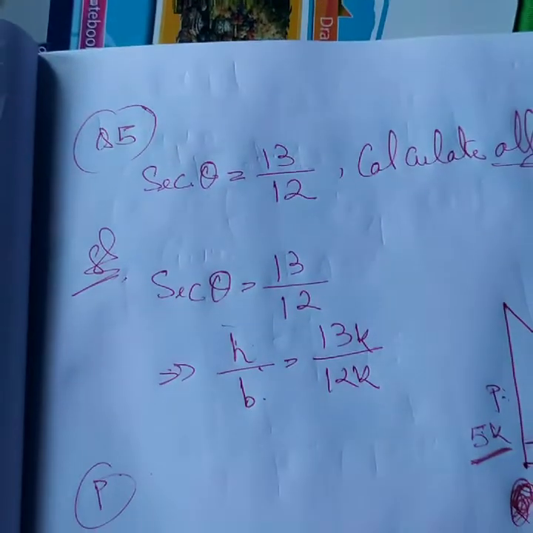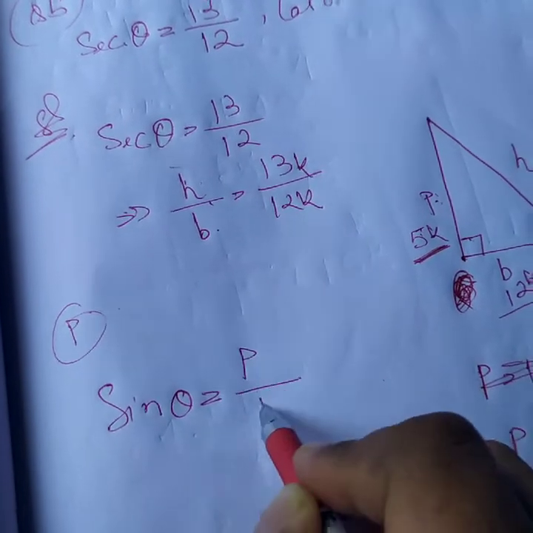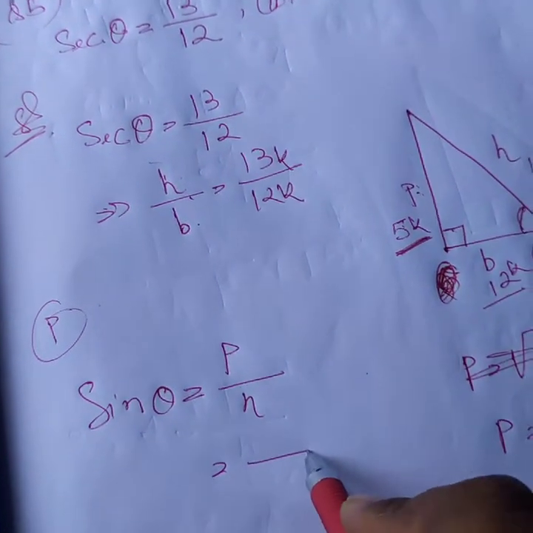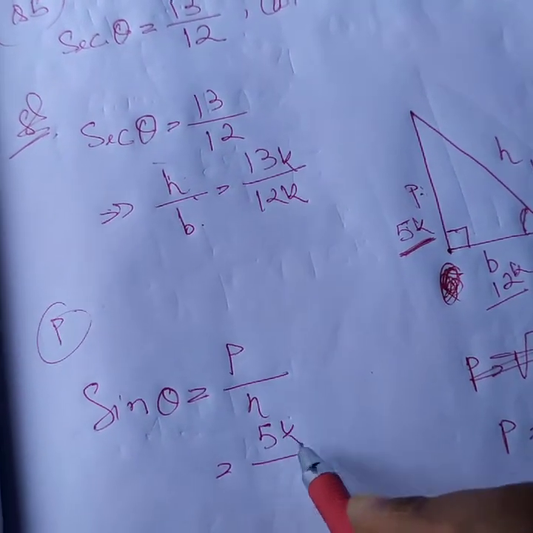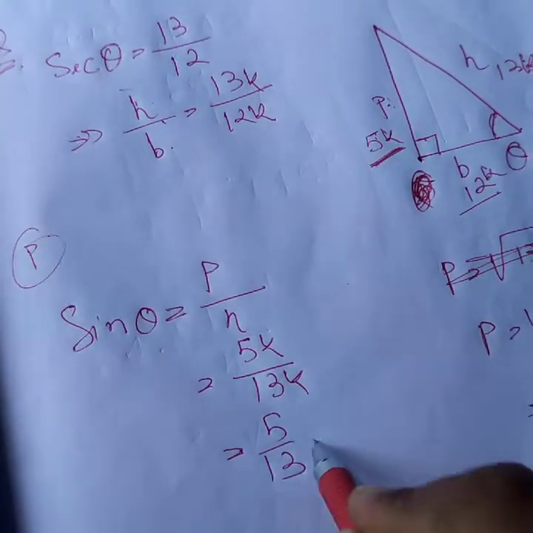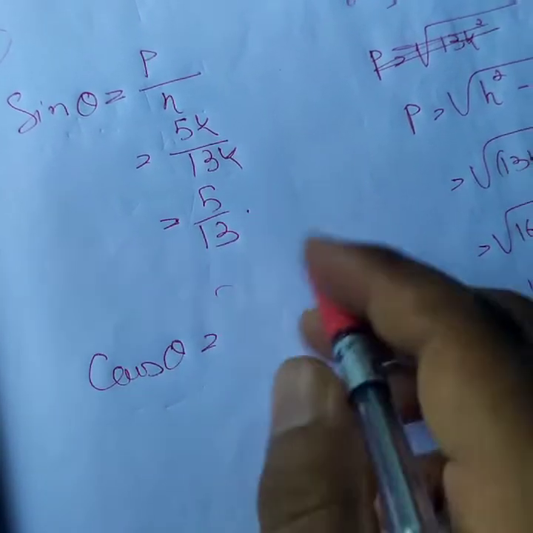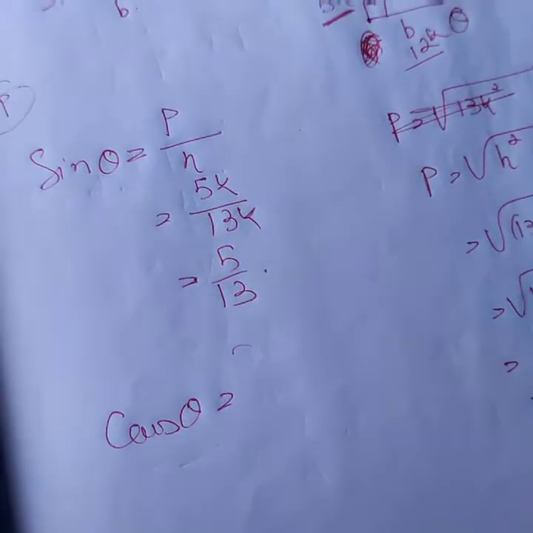Sine A, B and C is not mentioned there. So just write theta. Some people have just put the value. What is the perpendicular value we got? 5k. What is hypotenuse? 13k. Cancel the k, you will get 5 by 13. Then you can start for all the ratios. Just apply the formula, put the value, you'll get the answers.